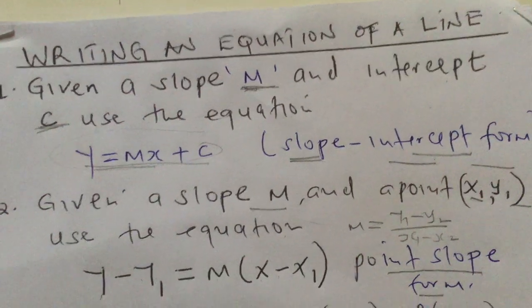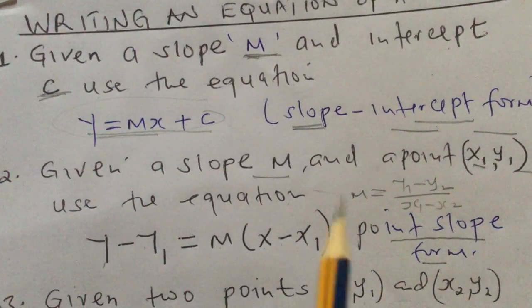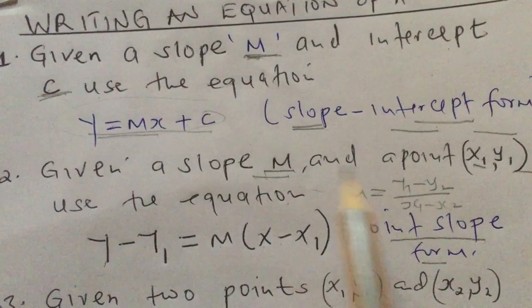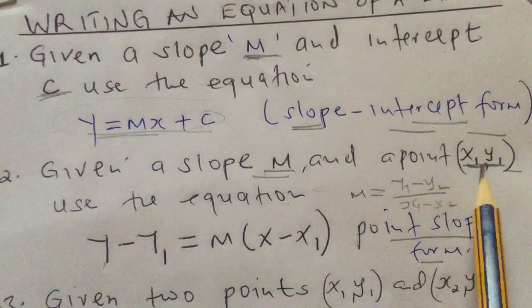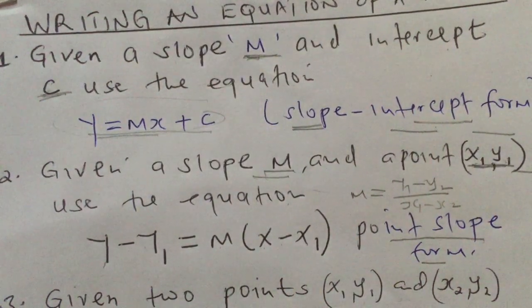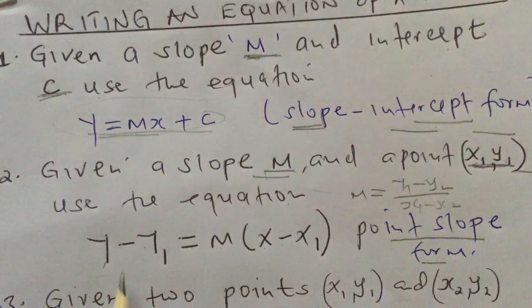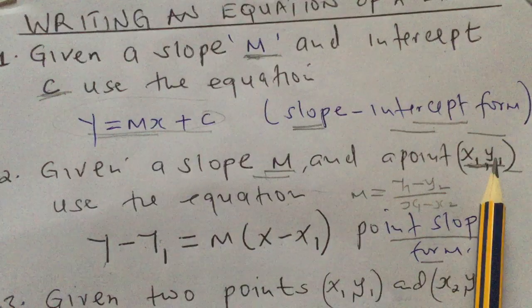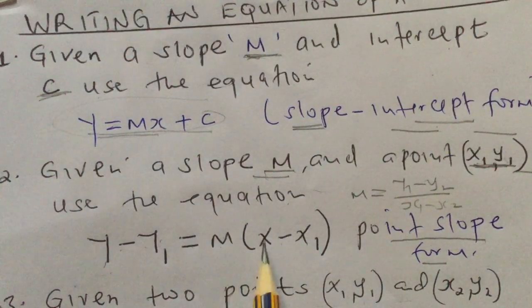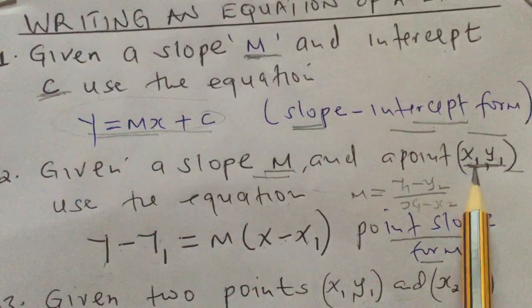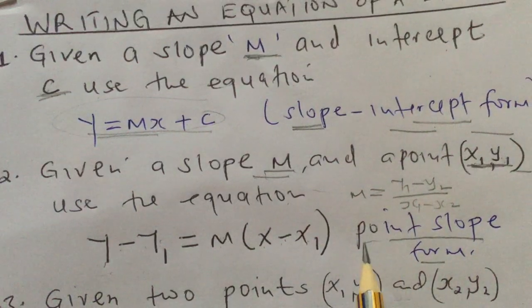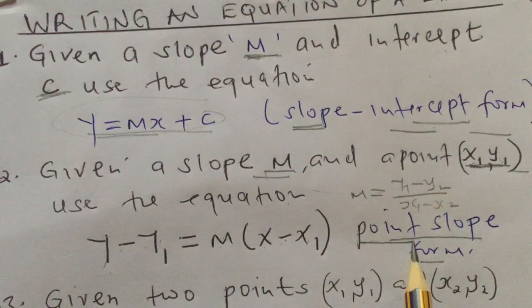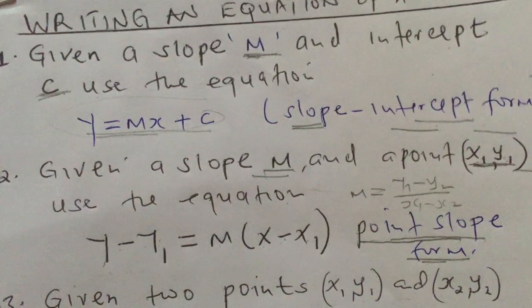Secondly, if you are given m, the slope, and you are given one of the points (x1, y1), then you can get the equation of that line in this form. That is y minus y1, the one that you are given, equals m times (x minus x1), the one you are given. This format, we refer to it as point-slope form.